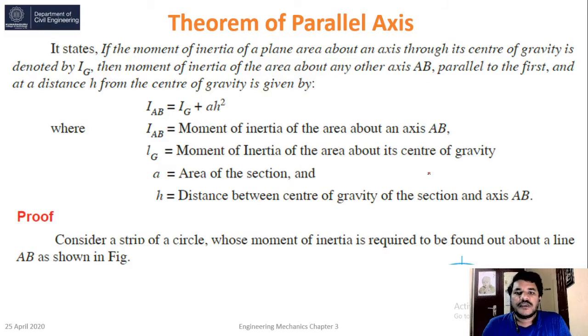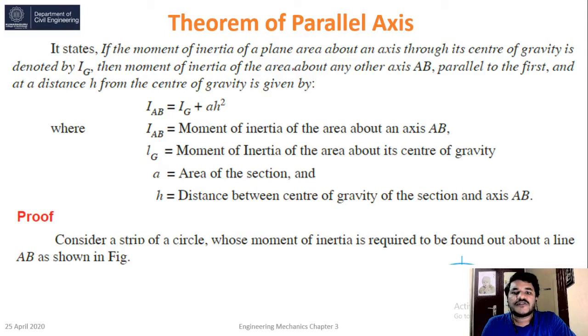Next, we will move on to the theorem of parallel axis. The theorem of parallel axis: the moment of inertia of a plane area about an axis through its center of gravity is denoted by Ig. So Ig means G is the center of gravity, I is the moment of inertia.